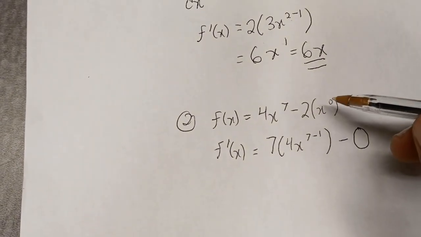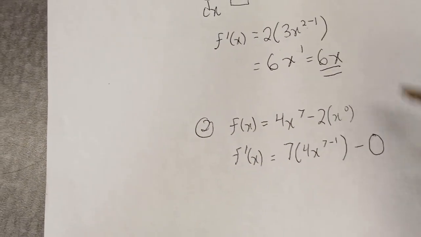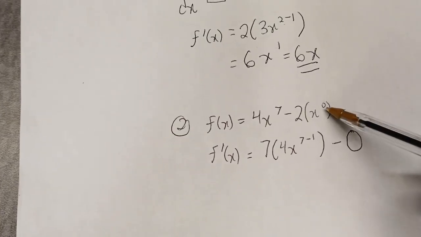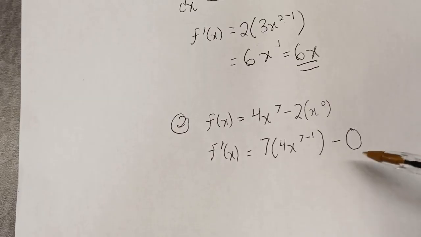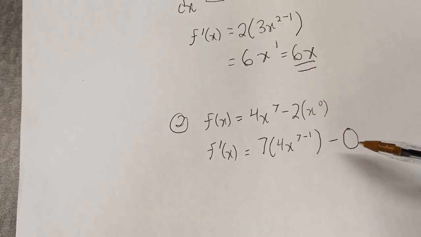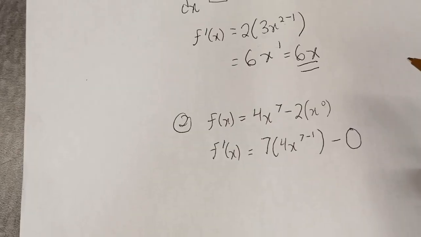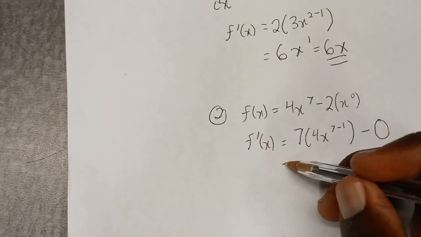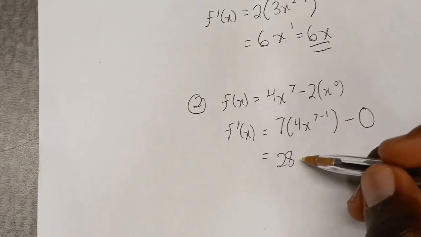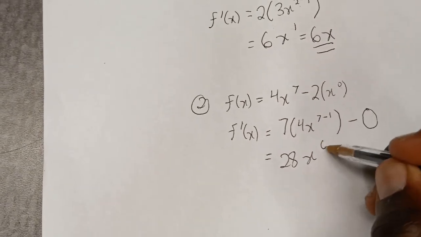Anything raised to the 0 is 1. And so even if you did take the derivative, the power is 0. When you multiply by the power, it's still going to give you 0. So the derivative of a constant is 0. As simple as that. So 7 times 4 is 28, so we get 28 here. x to the 7 minus 1 is 6.